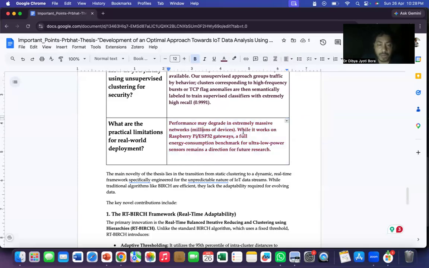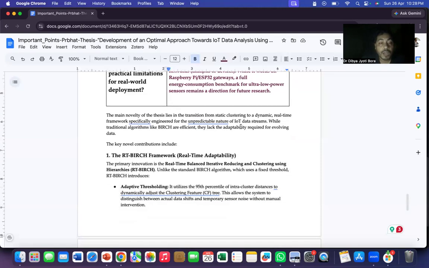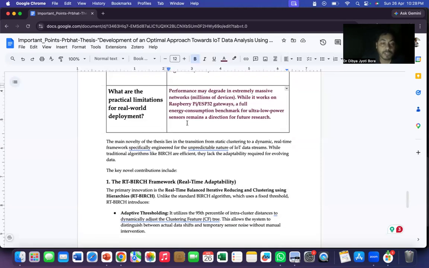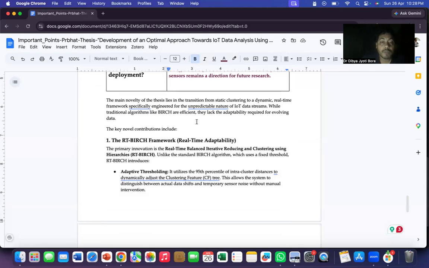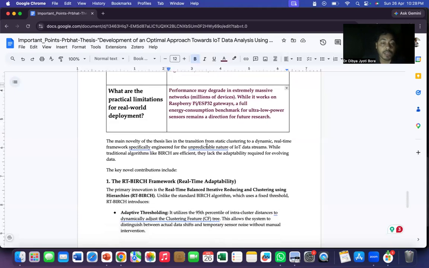Where a massive network actually has millions of devices, while it works on Raspberry Pi and ESP32 gateways, a full energy consumption benchmark for ultra low power sensors remains a direction for future work. So we can do it in our future work when we get good funding, then we can go for these massive, millions of devices, right? So you can consider this a limitation. I'm not saying that we are considering millions of devices, right?